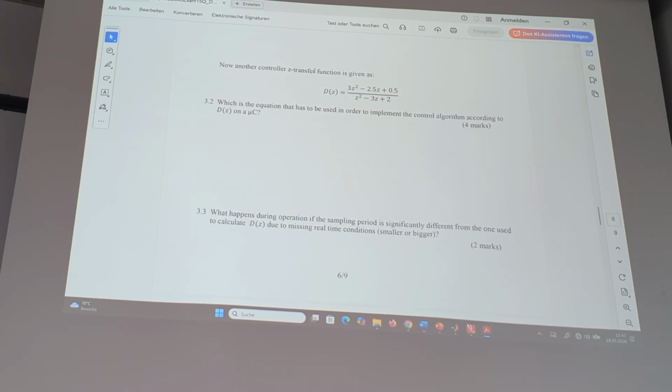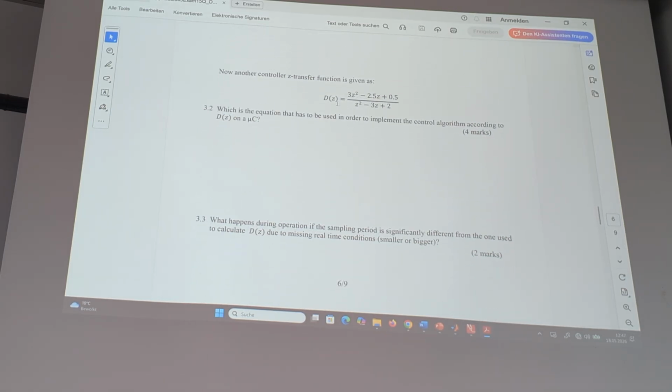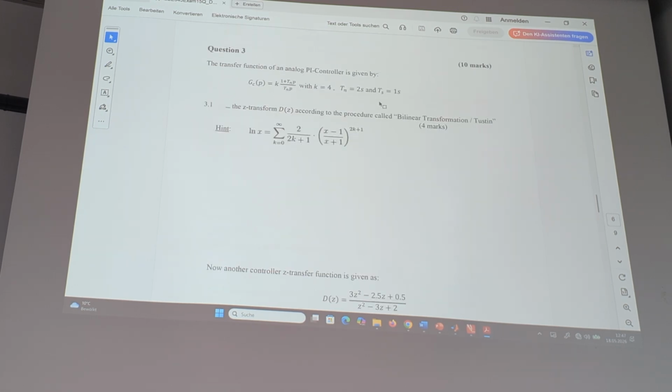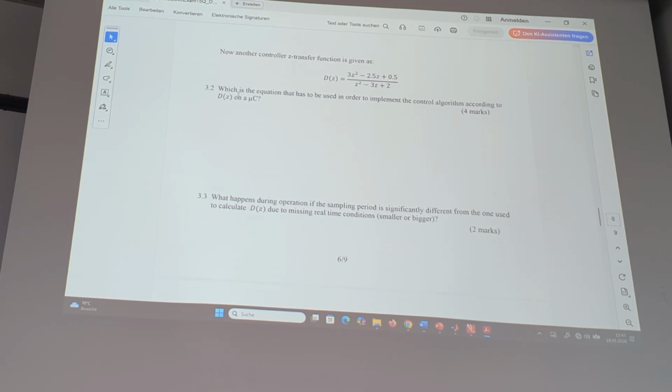Then you get another controller, D of z. If you were not successful at this point, you will still be able to jump into the question with an intermediate result, which is the equation that has to be used in order to implement the controller algorithm according to D of z on a microcontroller. So if this is the controller function, how does the equation look that you have to put into your code?